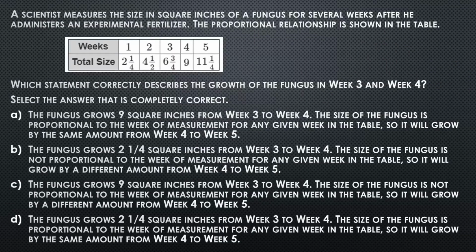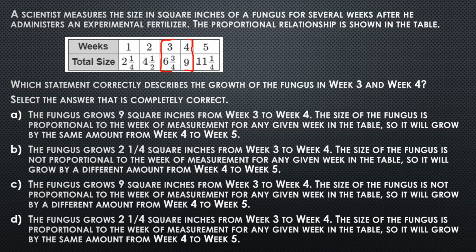Okay. Our next question says that a scientist measures the size in square inches of a fungus for several weeks after he administers an experimental fertilizer. The proportional relationship is shown in the table. Which statement correctly describes the growth of the fungus in weeks 3 and 4? So what we need to do on this problem is, let's look at week 3 and 4. It looks like on week 3, this plant is 6 3/4 inches tall. And at week 4, it grows up to 9 inches.